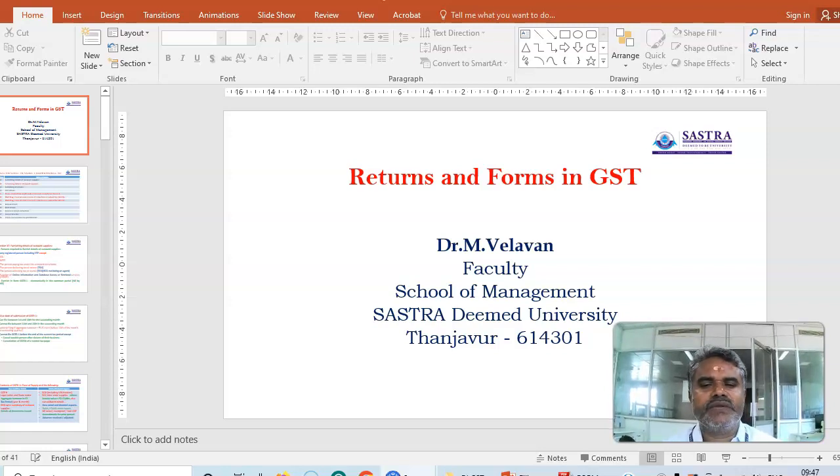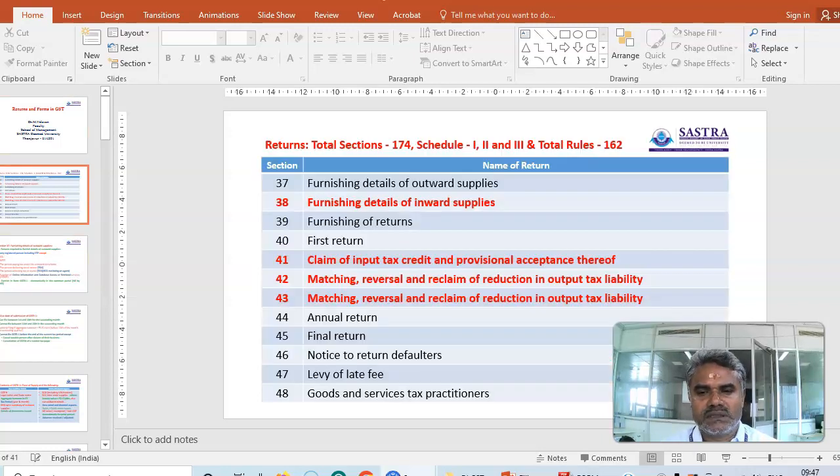I have been discussing returns and forms in GST. In the last session we discussed the sections regarding the returns as well as forms to be filed, and we discussed from 37 to, I think, 39. Okay, section 37 is for furnishing details of outward supplies.